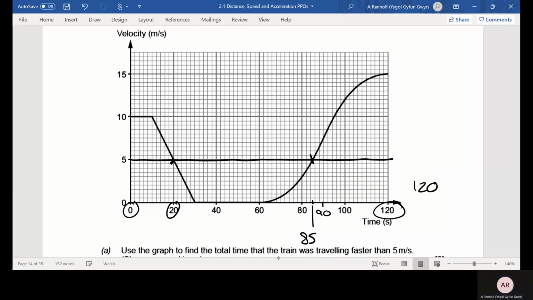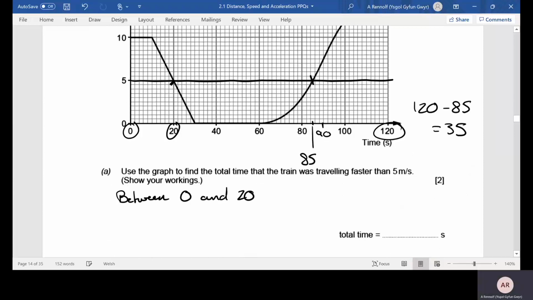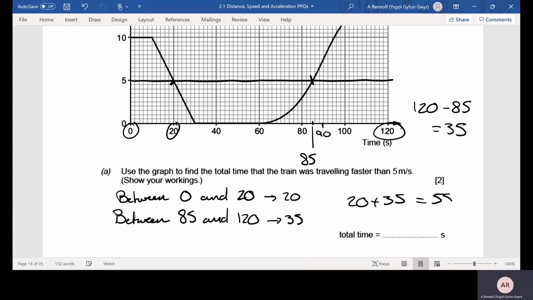So 120 minus 85 is 35 seconds. Okay, so we'll say between 85 and 120. So that gives us 20 seconds, that gives us 35. 20 plus 35 is 55, which is our total time. You need to have that step to win the first mark here. You've got to show this piece of calculation. Okay, it says in the question, show your workings. So we need to have that line.